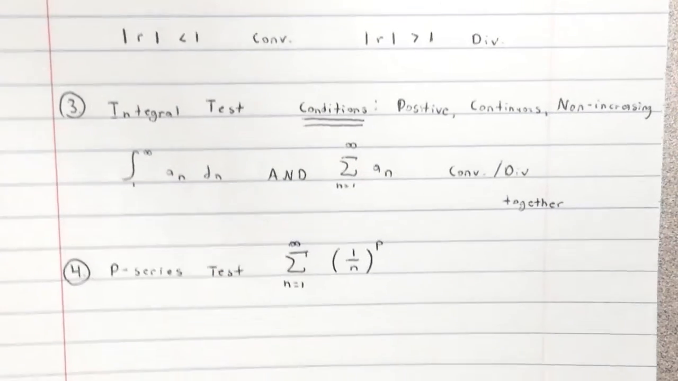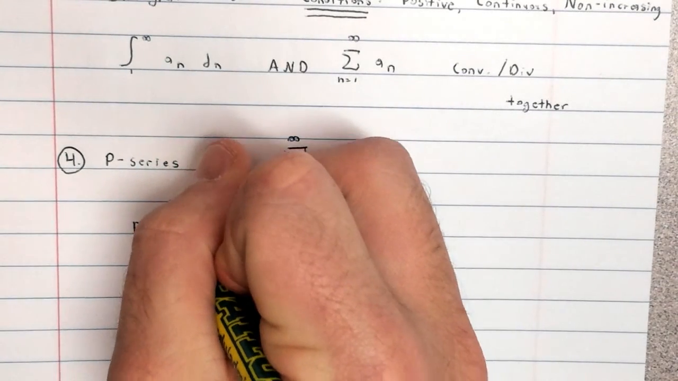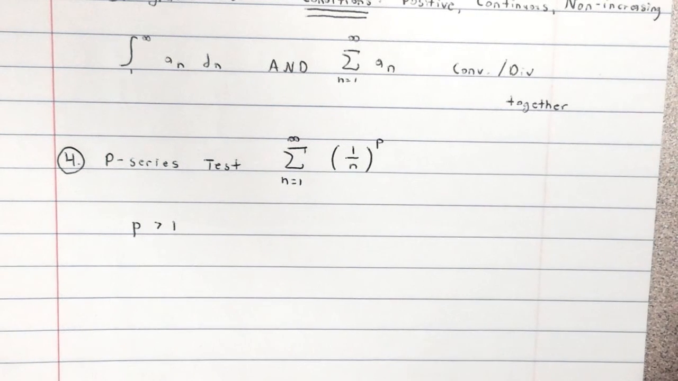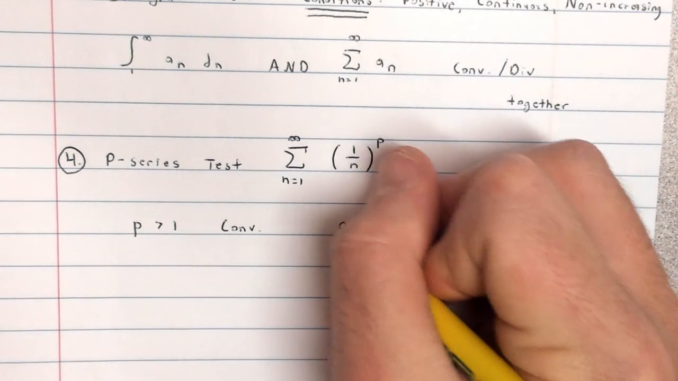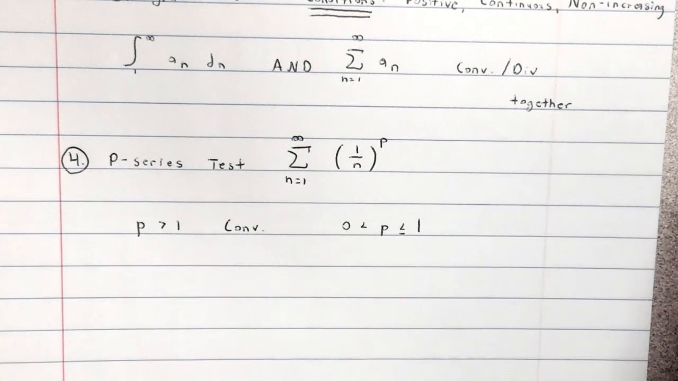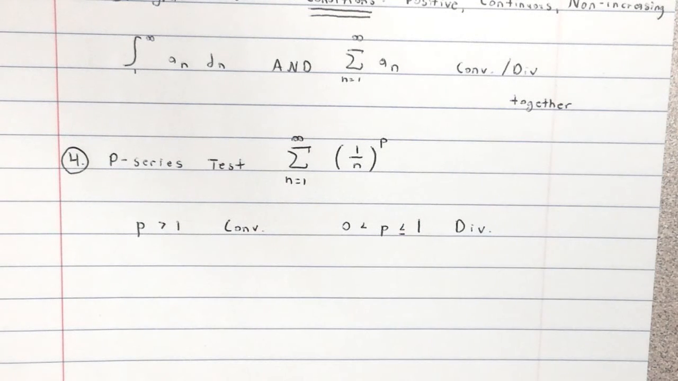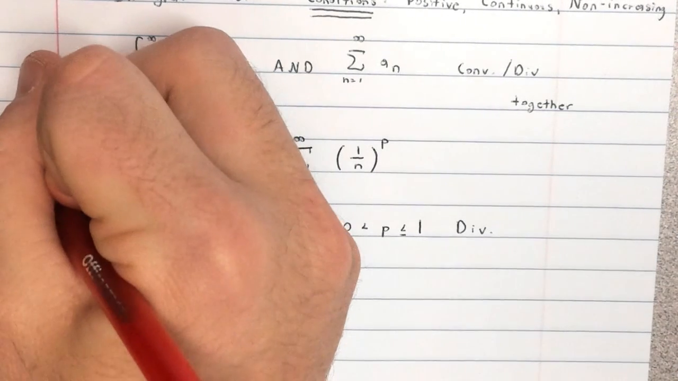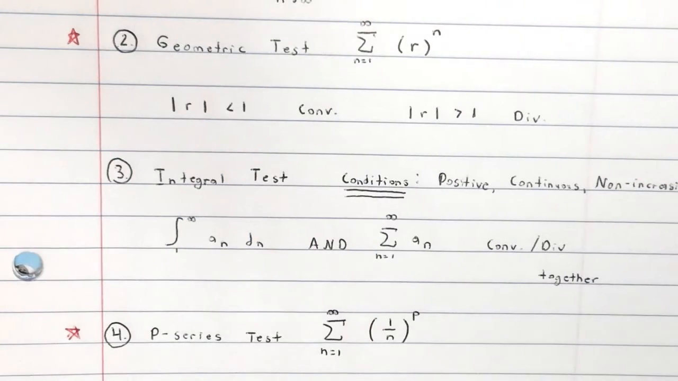And there were some conditions on this. If P was greater than 1, what happened to that series? It converged. If P was between 0 and 1, or if it was equal to 1, so if I just had the series 1 over n, we started by looking at that one: 1/2 plus 1/3 plus 1/4, continuing on. These diverged. So today, in our new test, this one will be very useful, and our geometric will be very useful.